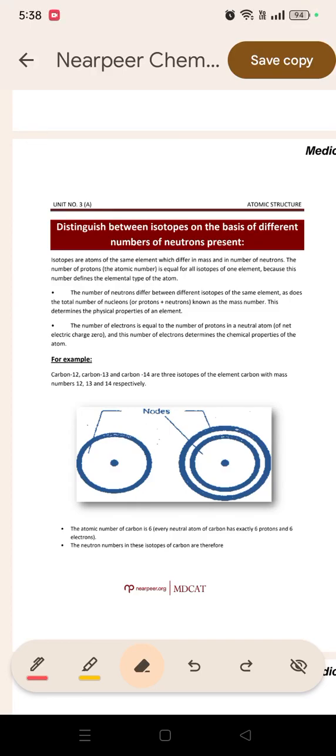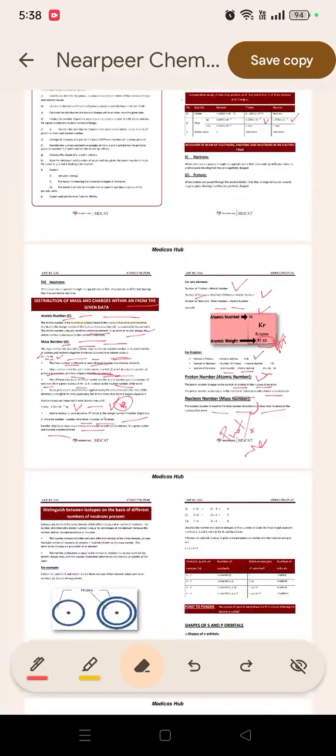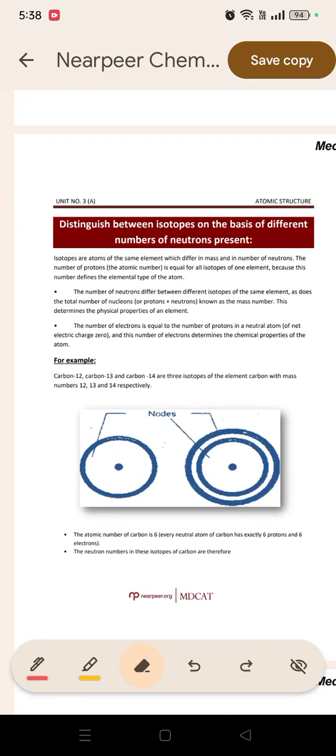So we just started a quick revision of the atomic structure chapter by PDF from the NEAR chemistry book. We completed these two to three pages, and we are going with this page now. So we are discussing isotopes.